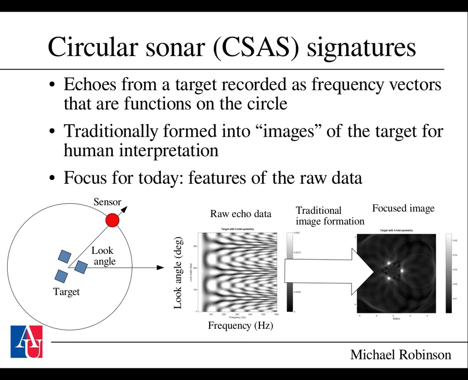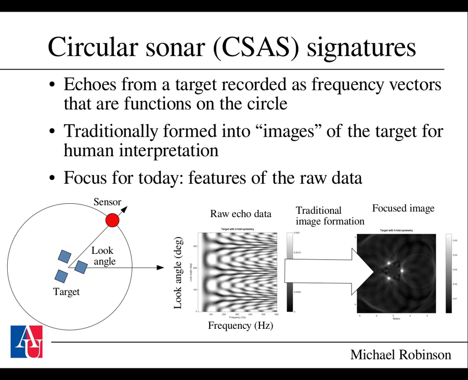Now, traditionally, what people do with this kind of data is they form the data into an image, which looks nice and focused when you're all done, provided you have a good control of the sensor trajectory and good control of the environment. So for instance, if you look at the target on the left, sort of schematically, there are three bright spots, and in the image they show up as three bright spots focused on the image on the right. Now, the problem with this is that this can be very difficult to get a good focused image if the sensor parameters are not well known, the sensor moves, or the environment is not quite what you expected.